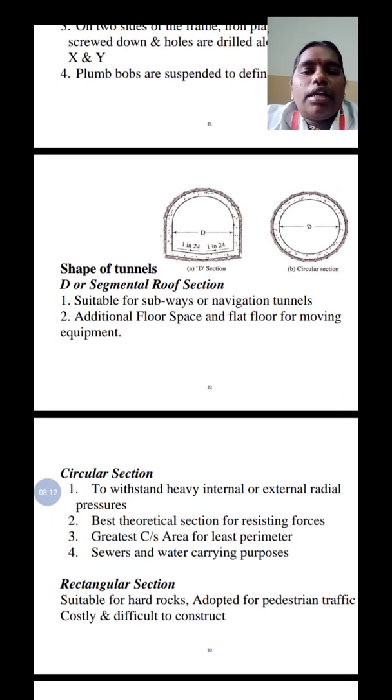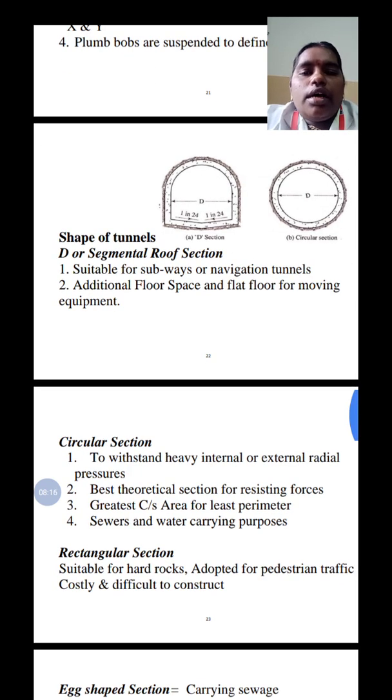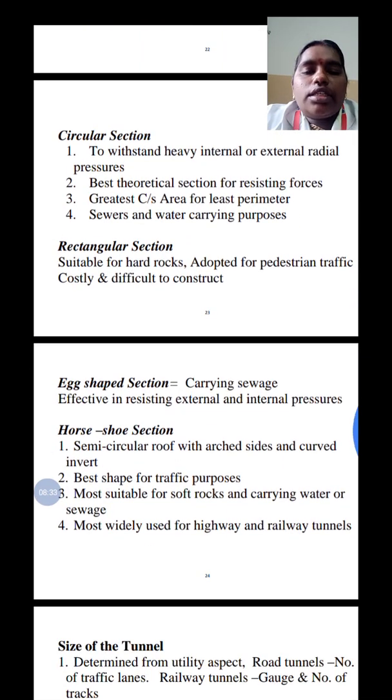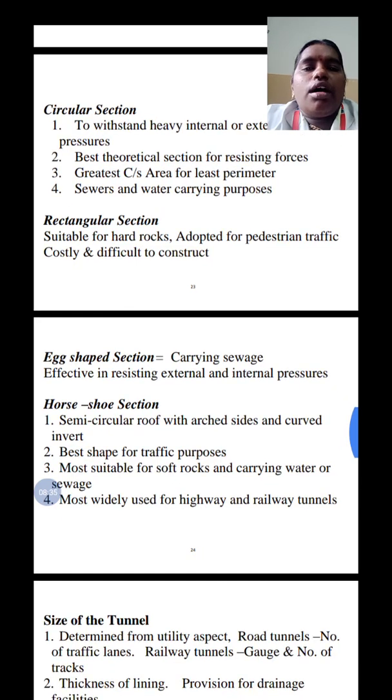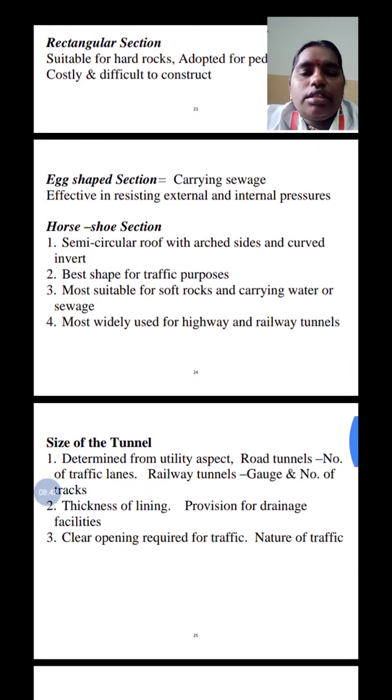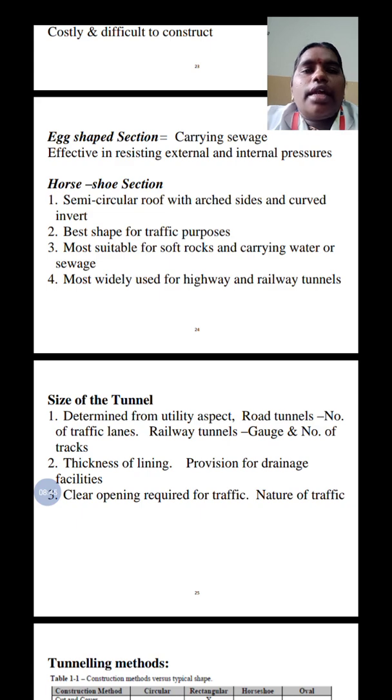Next one, shape of tunnel. There are many shapes. Segmental roof section is suitable for subway or navigation channels. Next one, circular section. It withstands heavy internal and external radial pressures. So circular sections are provided mainly in sewers and water carrying purposes only. Then rectangular section. Rectangular section is suitable for hard rock and adapted for pedestrian traffic, costly and difficult to construct. Then egg-shaped section. It is carrying sewage only.